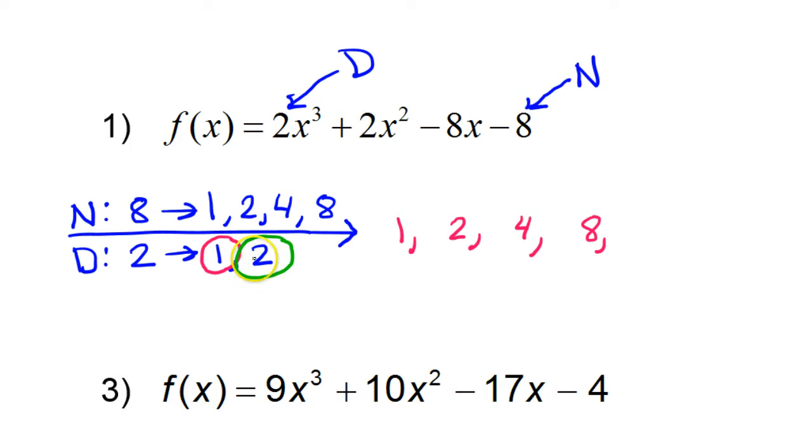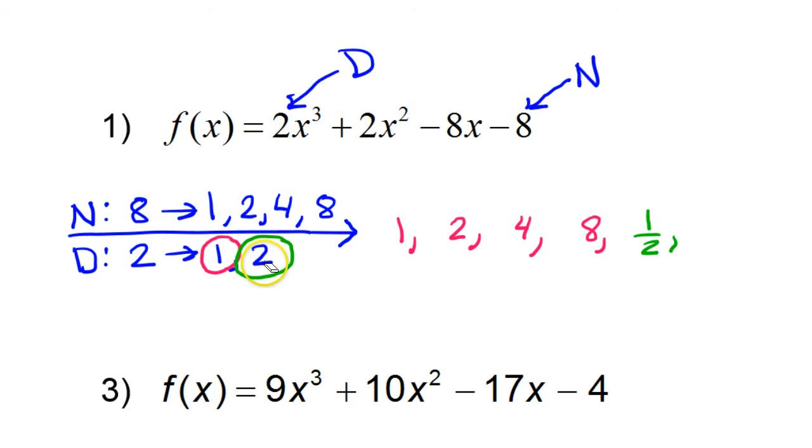So I'm going to do 1 over 2, 2 over 2, 4 over 2, and 8 over 2. So 1 over 2 is 1/2, so I'll write that down. 2 over 2, wait a minute, that reduces, doesn't it? What does 2 over 2 reduce down to? 2 divided by 2 is 1. Wait a minute, we already have 1. I don't need to write it again. So I won't write that one.